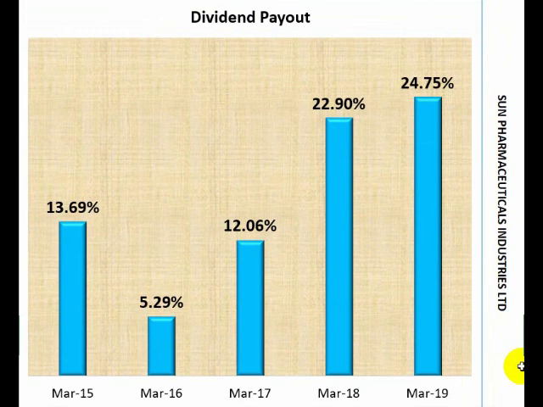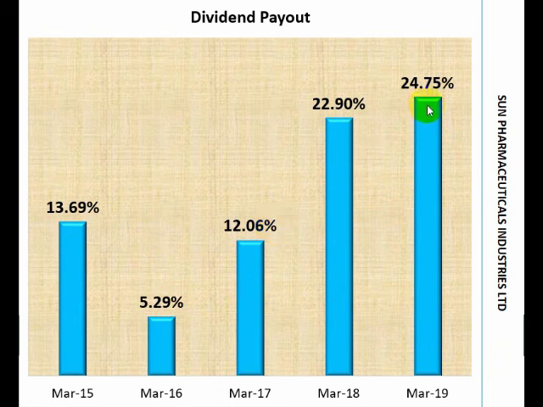Next, let us look at the dividend payout. It measures what portion of the profit was distributed to the shareholders as dividend. Dividend payout should be consistent over the years, which shows the stable dividend policy of the company. In this case, we can see that the payout, or the amount of dividend paid from the profit the company has earned, has been increasing.